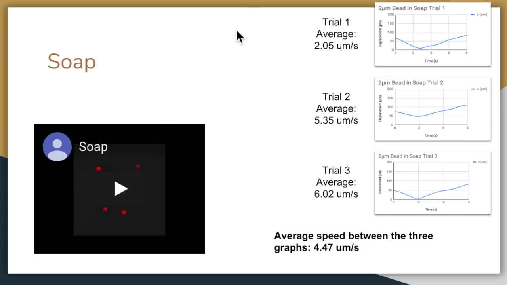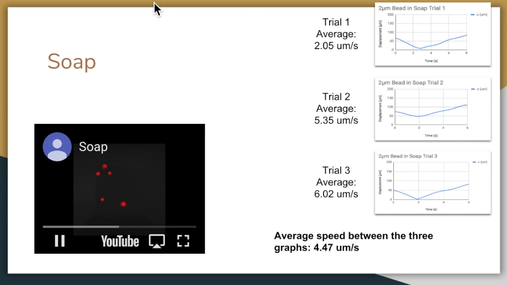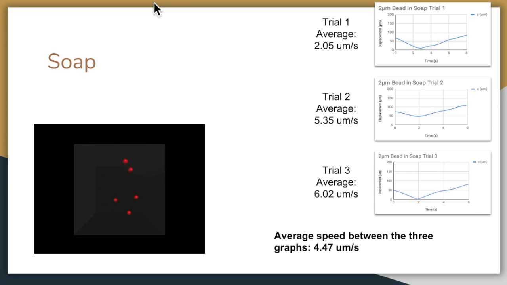So next we have soap. Here is the little model that we created for soap. In this model, the beads, which are red, are moving a little bit slower than they were moving in the water solution. And this is what we found in our data. We had an average speed of 4.47 micrometers per second.